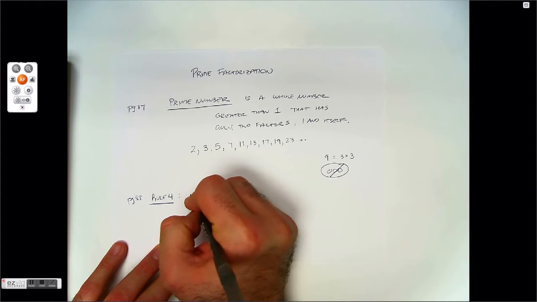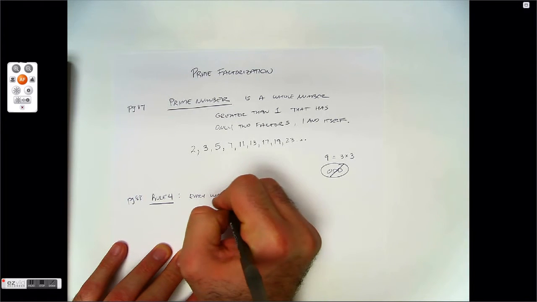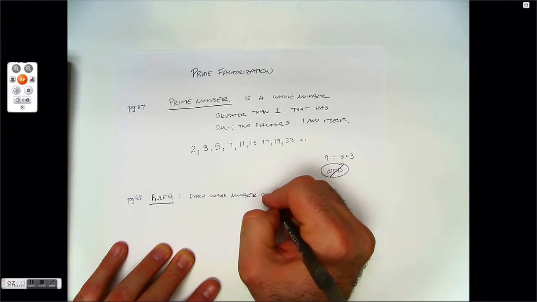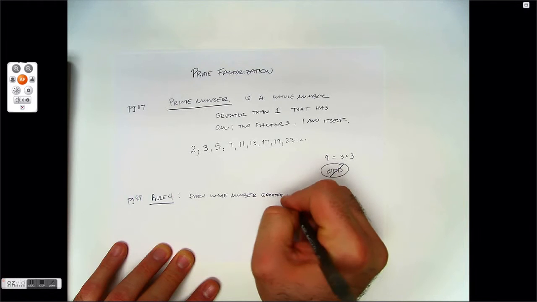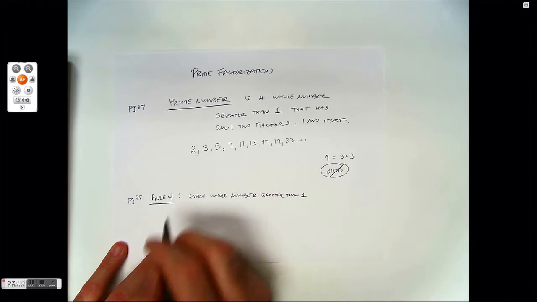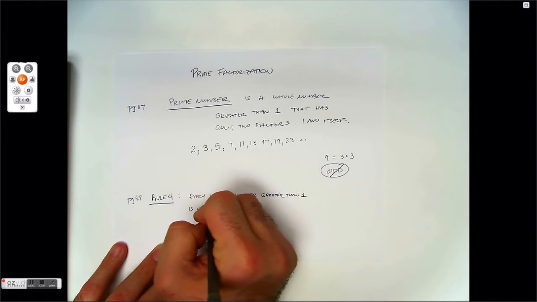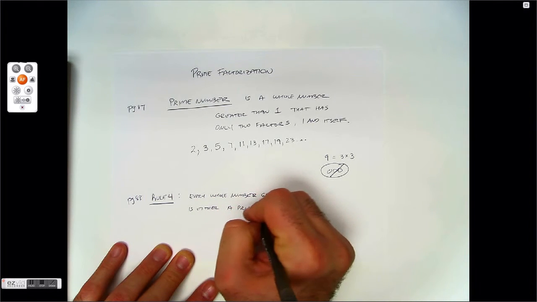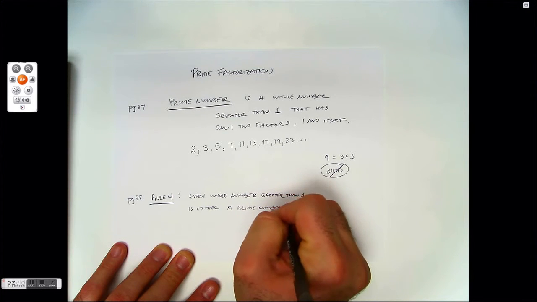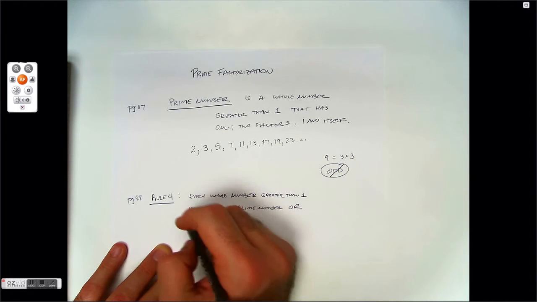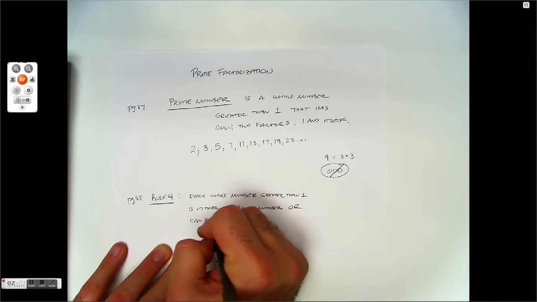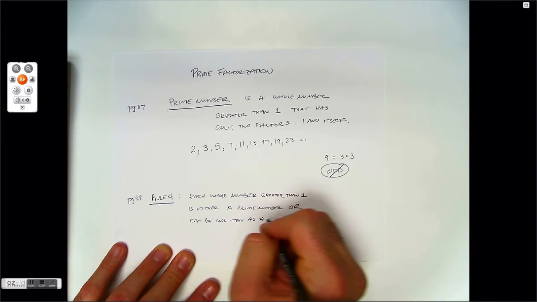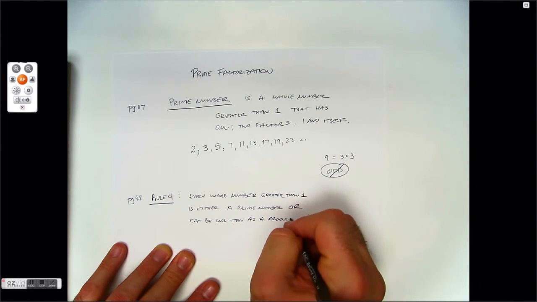Rule 4 says that every whole number greater than 1 is either a prime number or, and this is important, can be written as a product of primes.